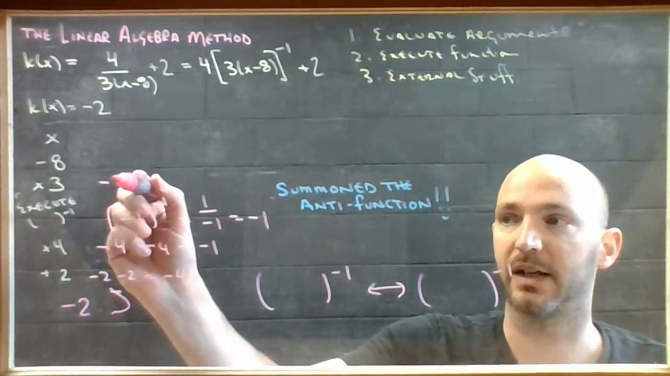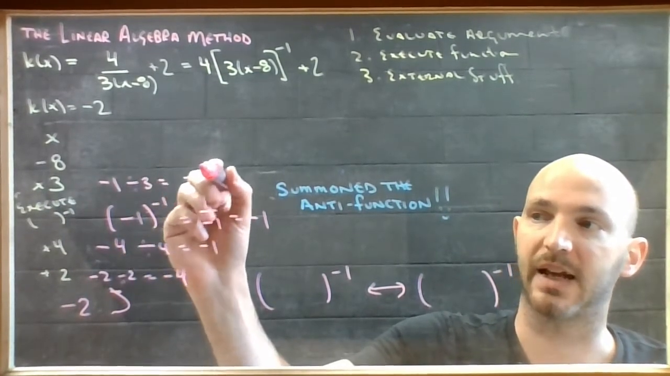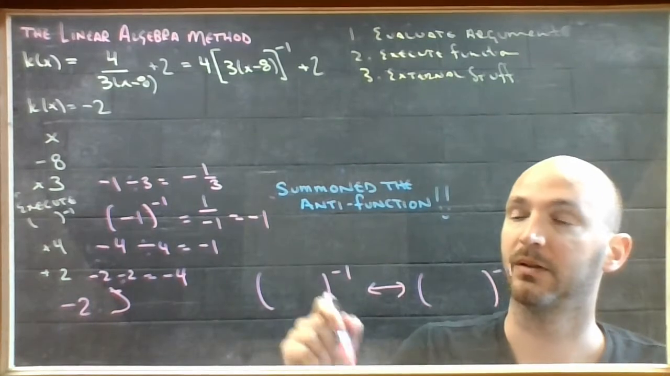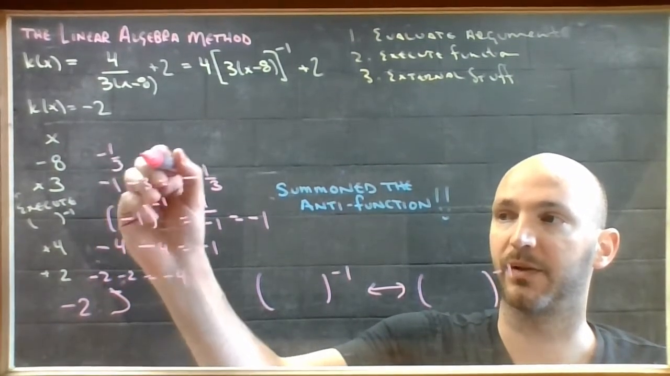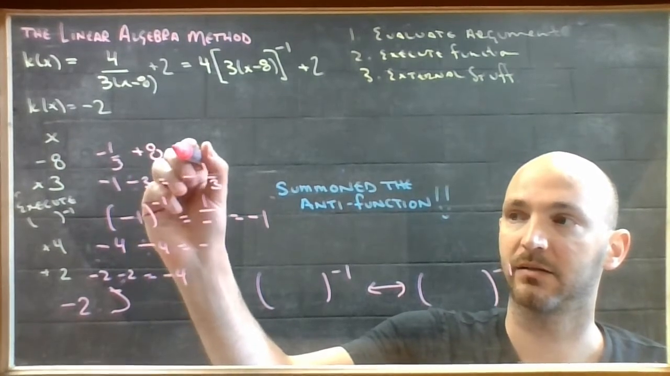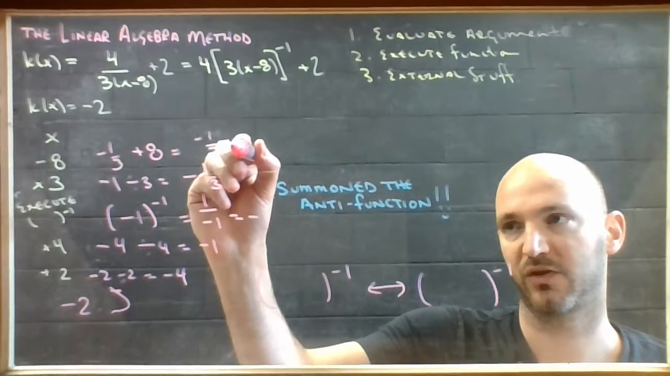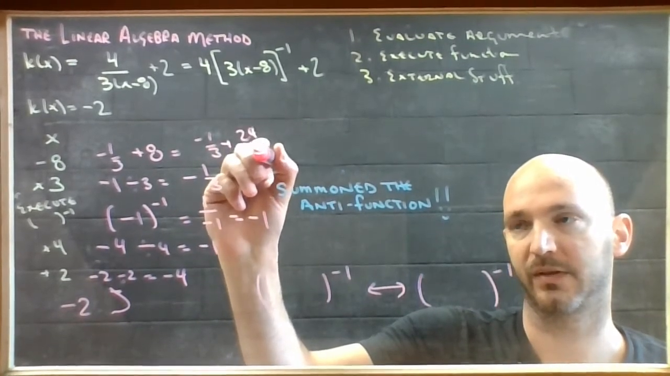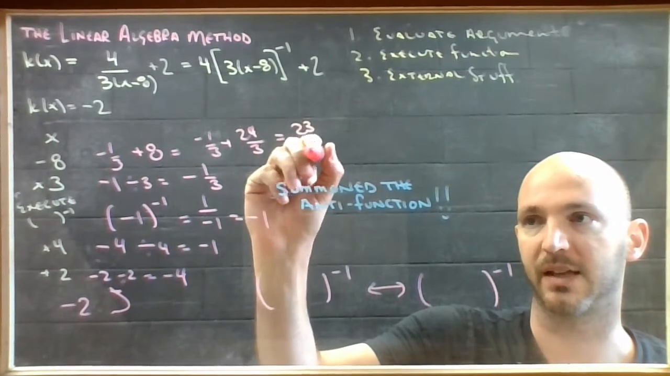Bring it up here. Negative 1, undo this, divide by 3, gives me negative 1/3. Bring that up here. Negative 1/3 plus 8. Well, 8 is 24/3, which gives me 23/3 as my answer.